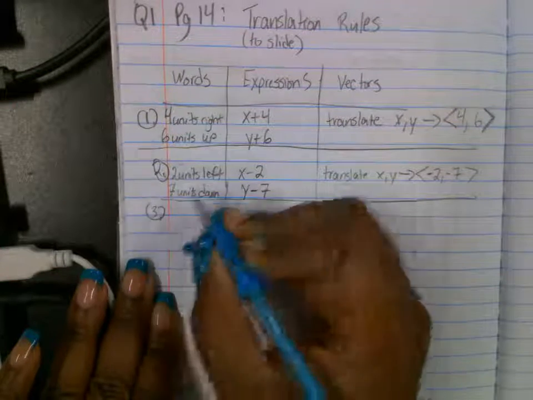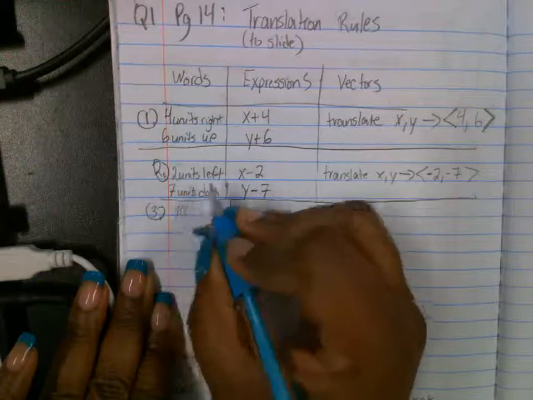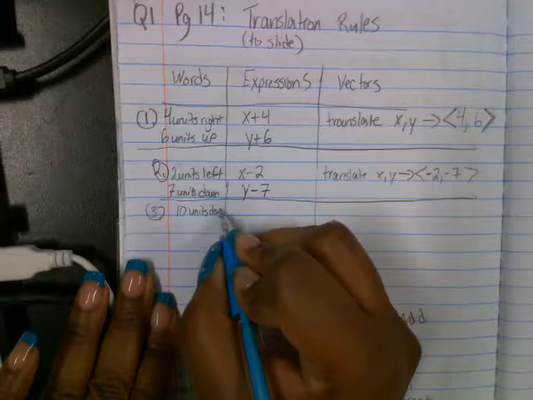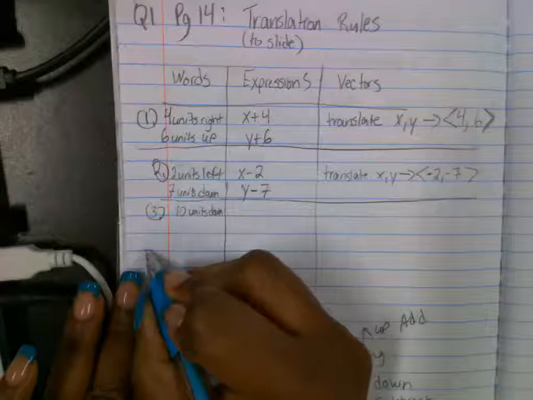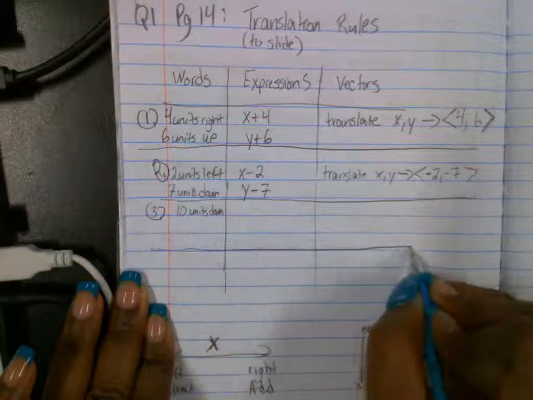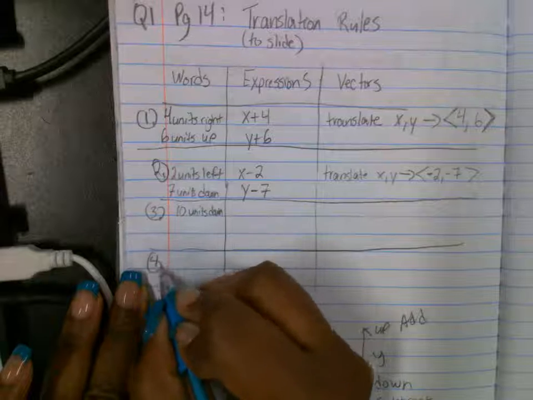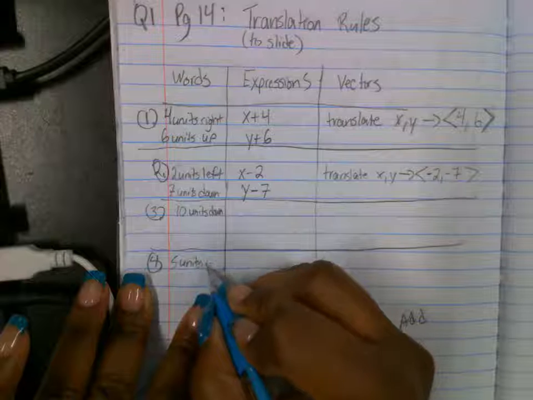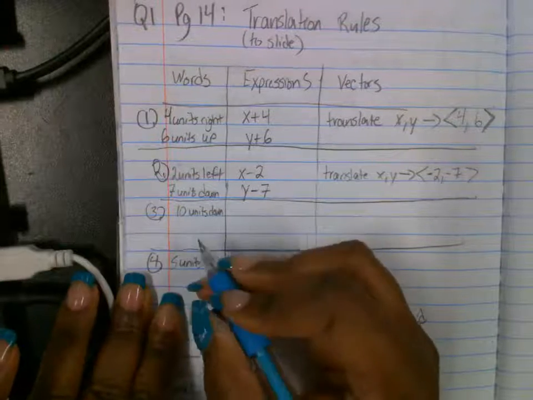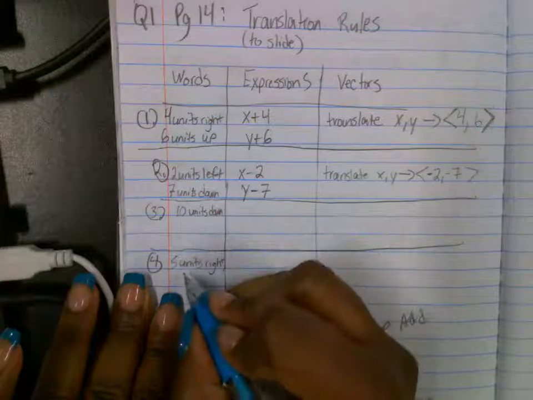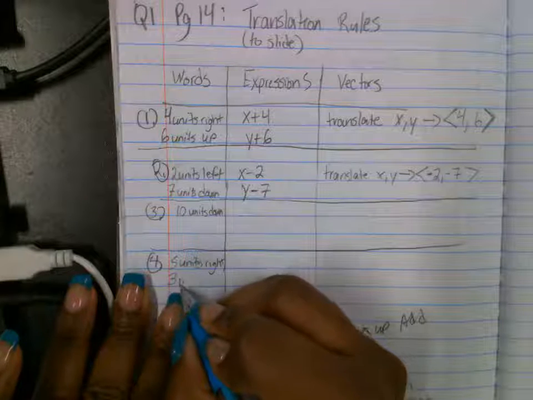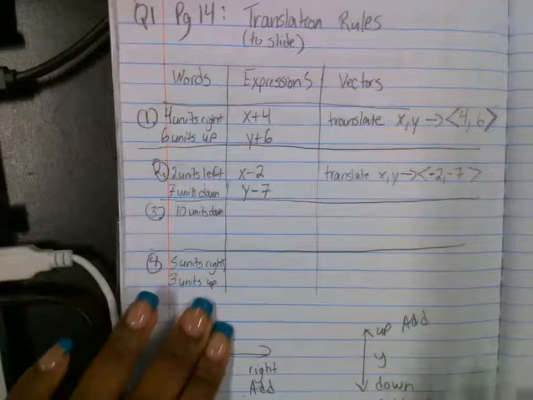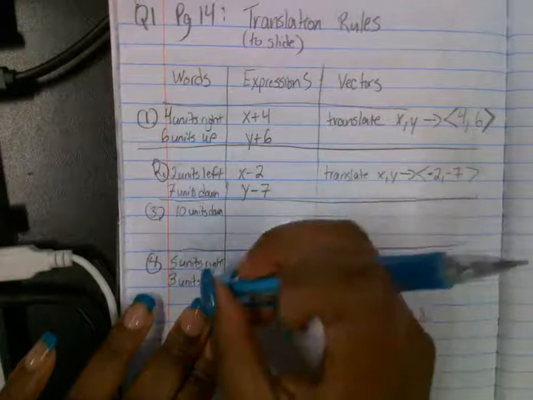We have 10 units down. See if you can do that. And for 4, we have 5 units right and let's do 3 units up. No. Let's do down.